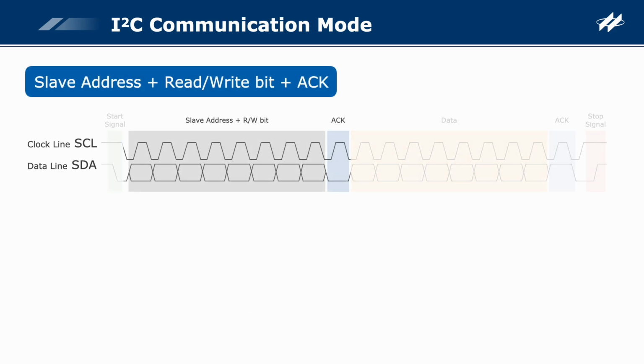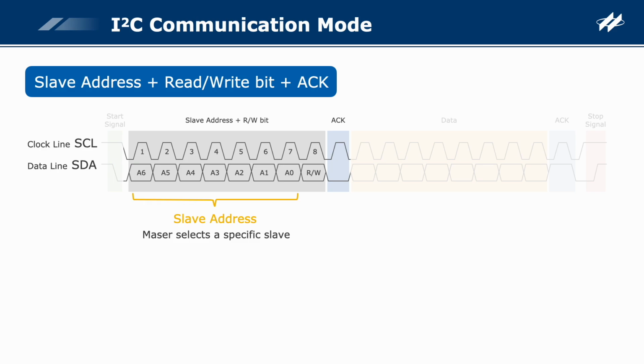If the master wants to communicate with a slave device, but all slave devices are on the same bus, how can the master accurately complete the communication? This involves the slave address. The slave devices on the bus each has a unique 7-bit slave address.